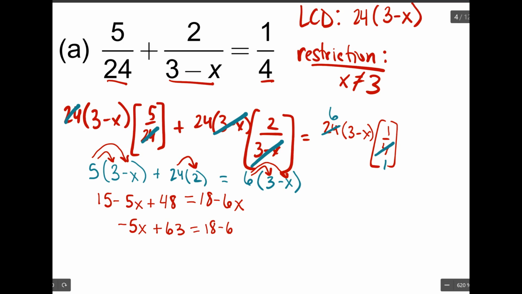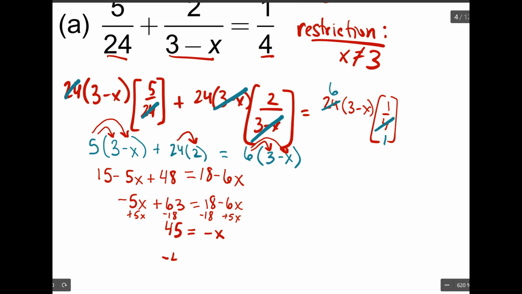Equals 18 minus 6x, so minus 18 from both sides. Minus 18, 45. So minus 18 from both sides. Add 5x on both sides. 45 equals negative x. So this means negative 45 is equal to x.